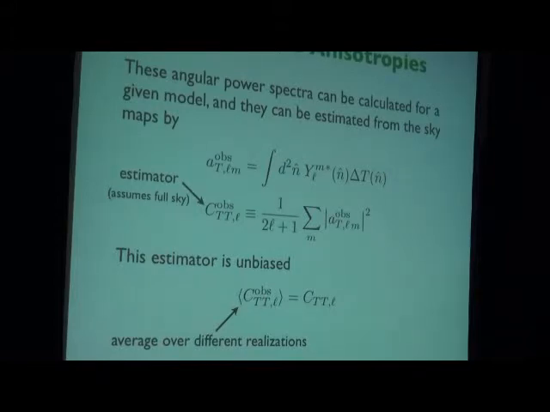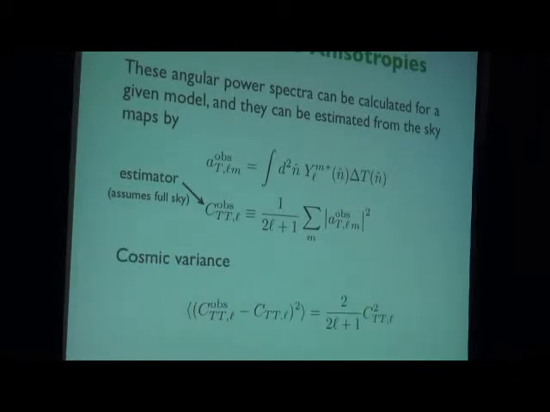But there is variance. So you don't really, in a single measurement, get the theory power spectrum out. You only get it out on average. And the variance that's there is referred to as cosmic variance. So if you take the difference between the observed C_l in a given realization minus the theory C_l, square it, and then do the ensemble average, you find that it's 2 over (2l plus 1) times the input theory spectrum squared.